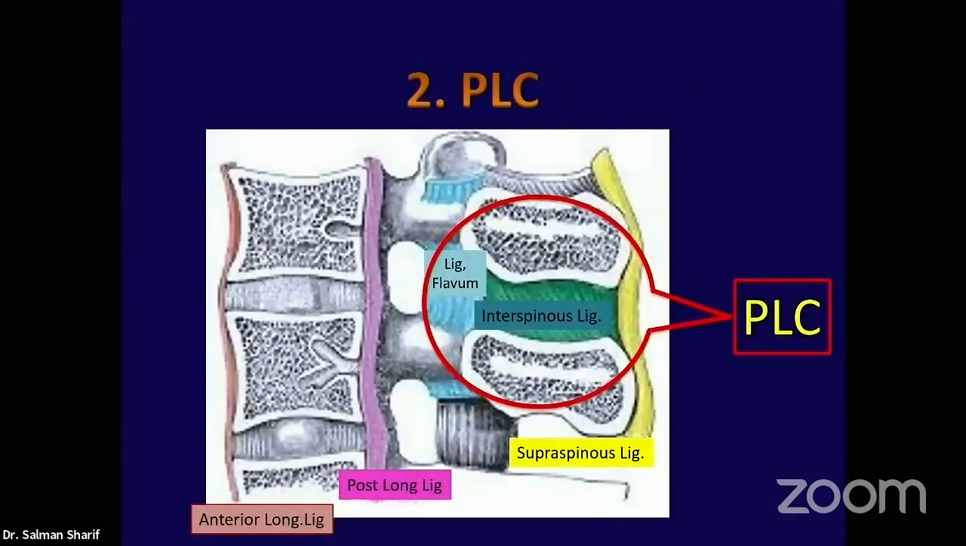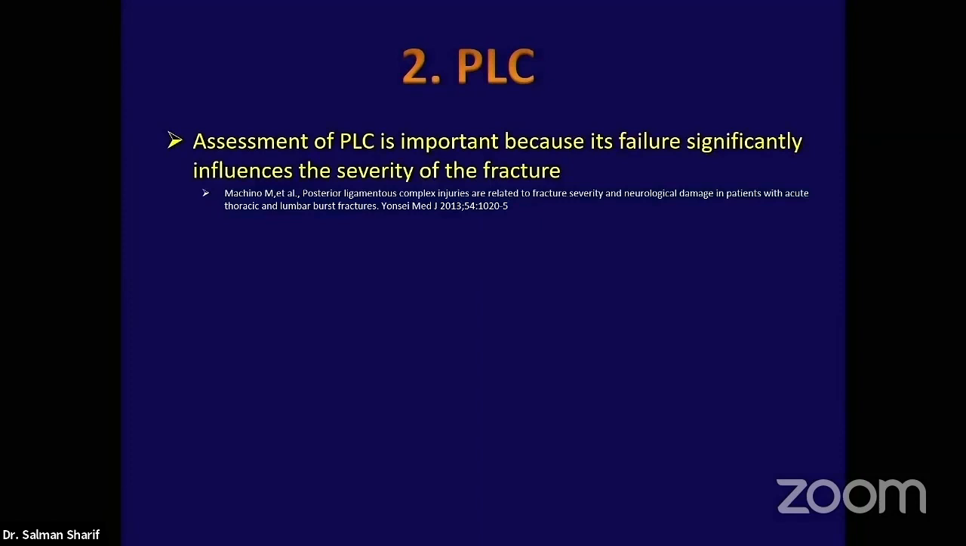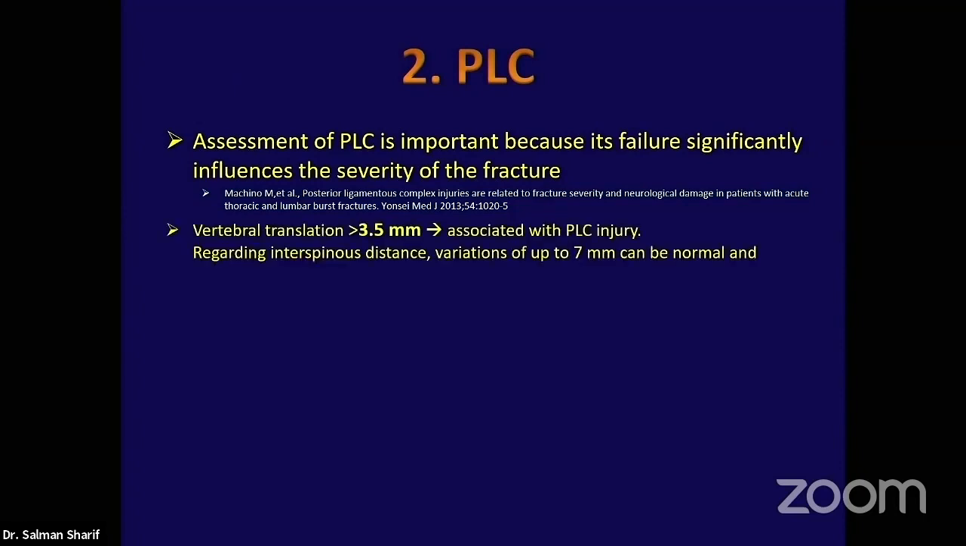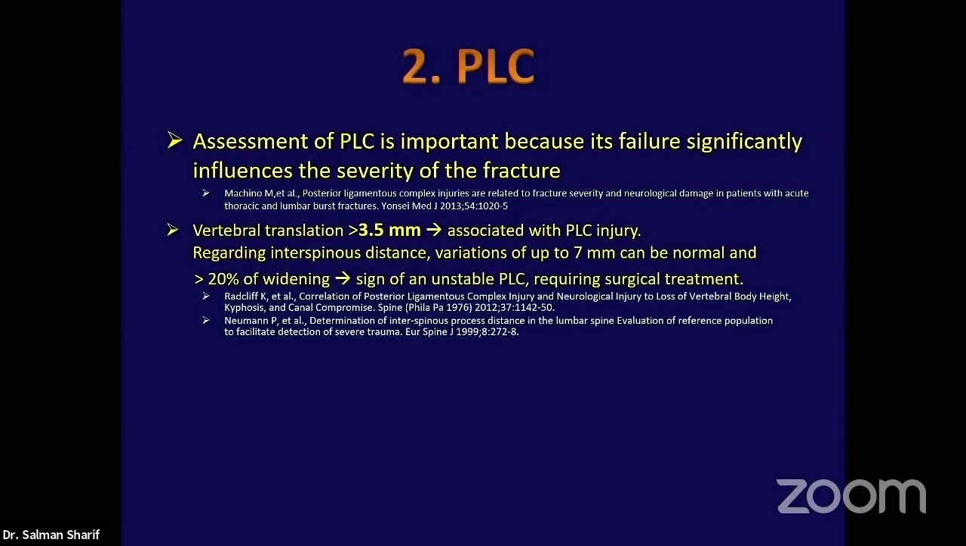Now let's discuss the posterior ligament complex. This includes all the ligament complex. Assessment of the PLC is important because its failure significantly influences the severity of the fracture. First, vertebral translation of more than 3.5 millimeters is associated with PLC injury. Regarding interspinous distance, variation of up to 7 millimeters can be normal, but more than 20% widening is a sign of an unstable PLC requiring surgical treatment.